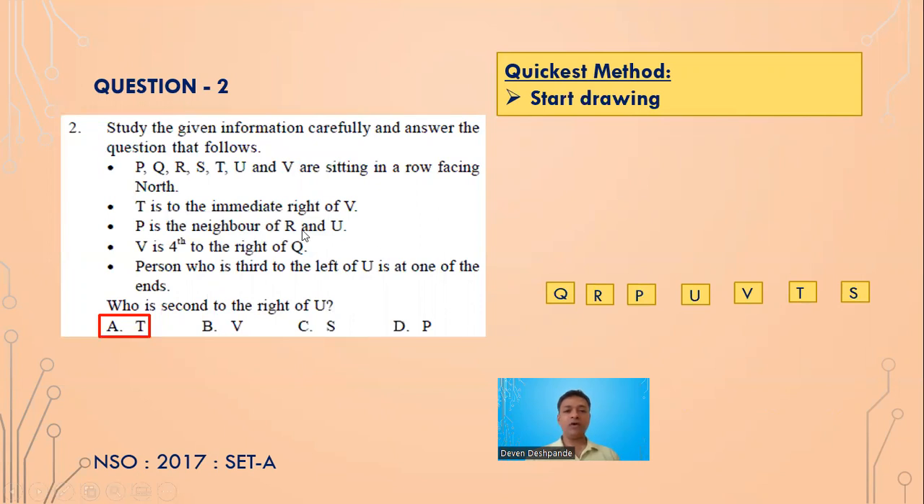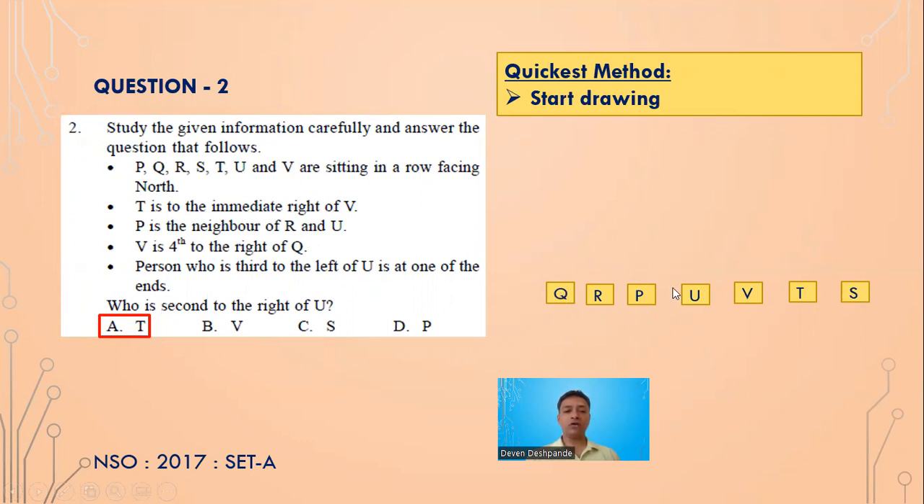P is the neighbor of R and U. So R and U, just place R and U somewhere, and P is the neighbor of R and U, isn't it? And V is fourth to the right of Q. V, place Q so that V is fourth to the right of Q. 1, 2, 3, and 4. V is fourth to the right of Q. And the person who is third to the left of V is at one of the ends. So the person third to the left of V, 1, 2, 3. So Q is to the left of V. Third to the left of V is one of the ends.